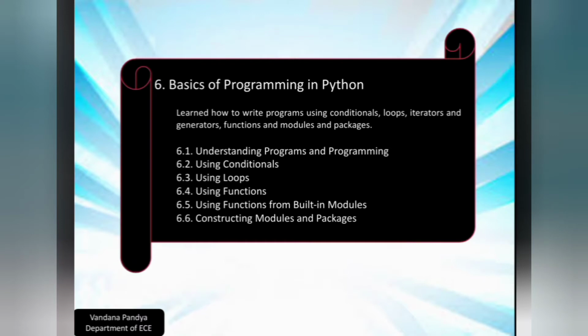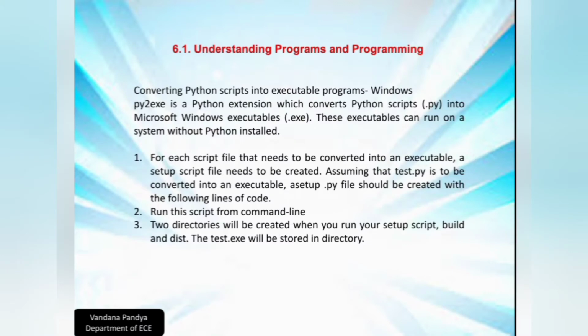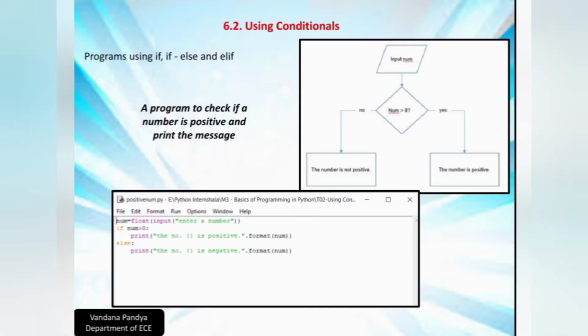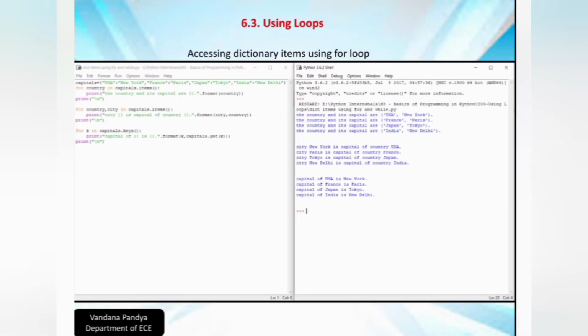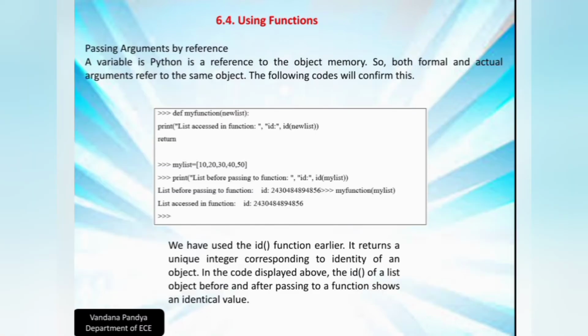Now we'll see basics of programming in Python. Converting Python scripts into executable programs: the following 3 steps can be run and the purpose will be served. Python uses 3 popular conditionals: if, else and elif. It uses 2 types of loops: for loop and while loop. To simplify programming, we use functions through which we pass arguments by reference. Arguments can be formal and actual.